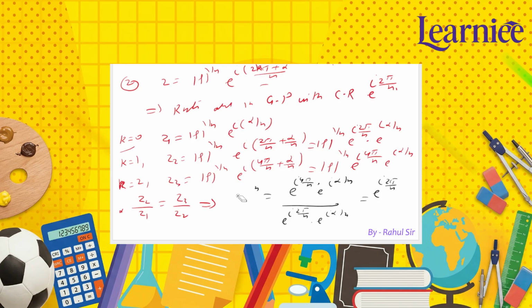Sorry, here also the z2 by z1 will cancel out, and I will get e to the power i 2 pi by n, and that is nothing but the common ratio. So what is this value? This is z2 by z1, and what is this value? This is z3 by z2. Since z2 by z1 is equal to z3 by z2, hence they are in geometric series, and the corresponding ratio is the common ratio. So the common ratio is e to the power i 2 pi by n.